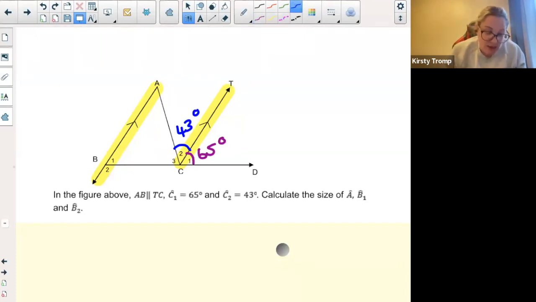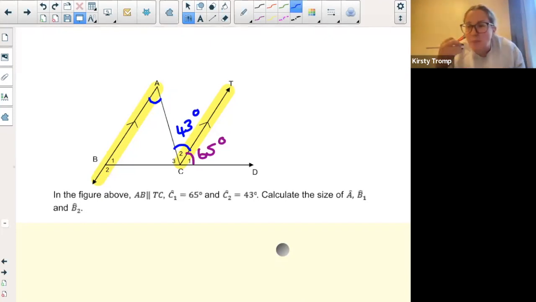Now they want us to go and calculate the size of angle A. So here is angle A. Angle B1, there's angle B1. And angle B2, there's angle B2. Right. Instead of overwhelming myself and going to find everything all together, we're going to go slowly, okay? So we're going to start with angle A.